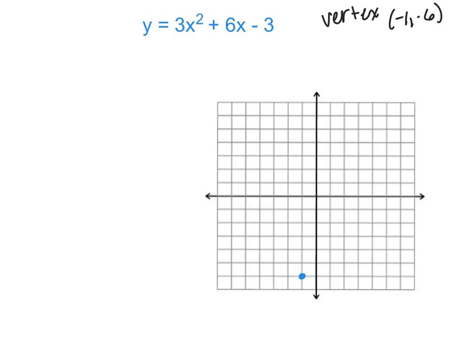Since this function has an a value of a positive 3, I know this is going to be upward facing. So this is going to be the lowest point on our graph, which means it's going to be the minimum.